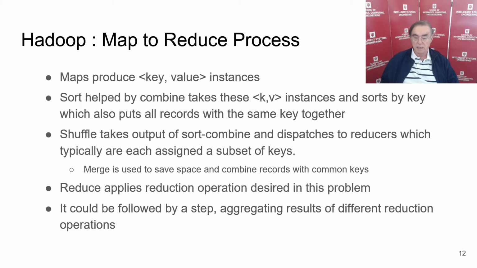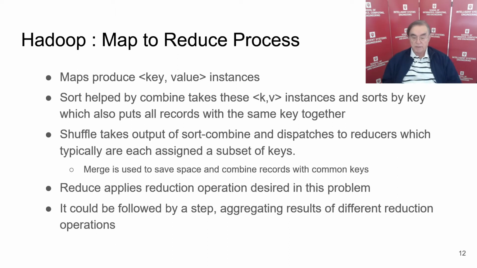So shuffle is actually the operation that does the communication, which takes the output of the sort and combine and sends it to the reducers. And then on the way, the merge is used to do more combination in a distributed fashion to combine records with common keys. And then the reduce operation does the problem-specific reduction. The simplest is add, but max and others are, of course, possible reduction operations.